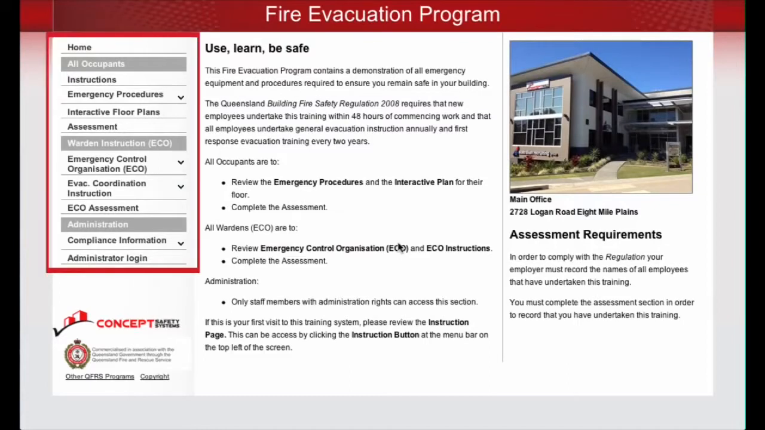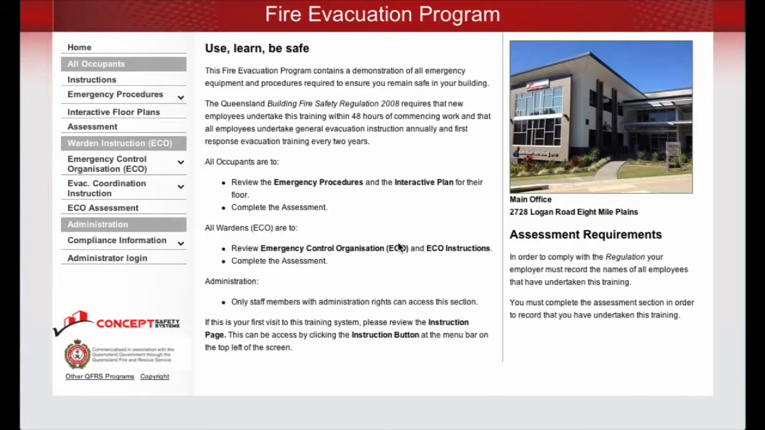You will note the buttons at the left of the screen. Each button can be activated to display site-specific information. You will see that these buttons are in three segments: all occupants, warden instruction, and administration. Occupants that are not a member of the building's emergency control organisation or do not require administration access to the program will only need to complete the All Occupants segment. However, all users can view the ECO and evacuation coordination instruction if they want to.